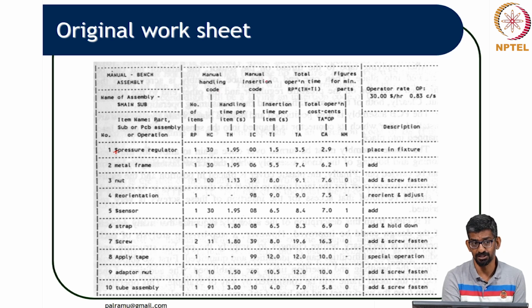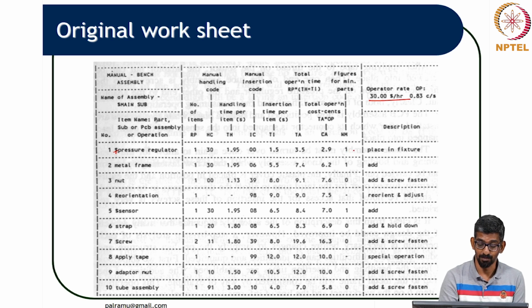Similarly, you will have an insertion thing also. So, in the insertion, the code is 00, the corresponding time is 1.5 seconds, then the total time is the total handling plus the total insertion, which is 3.5, and the operation cost, they have some numbers, they multiply it, say it is $30 per hour. This is way back, okay. No one works for $30 now. So, 3.5 sorry 2.9, and then the figure for the minimum number of parts.